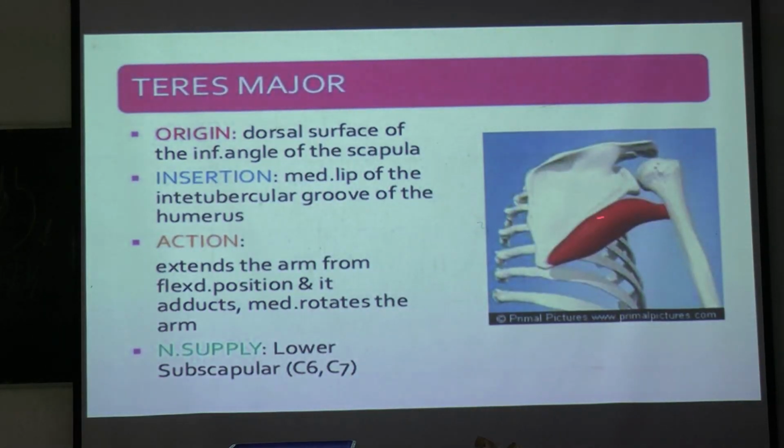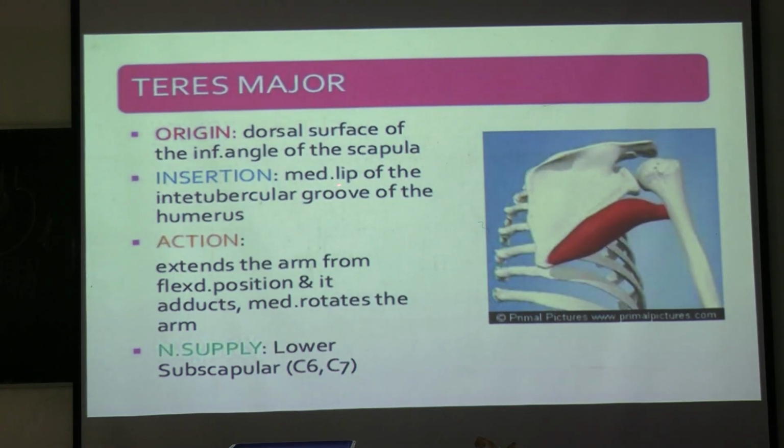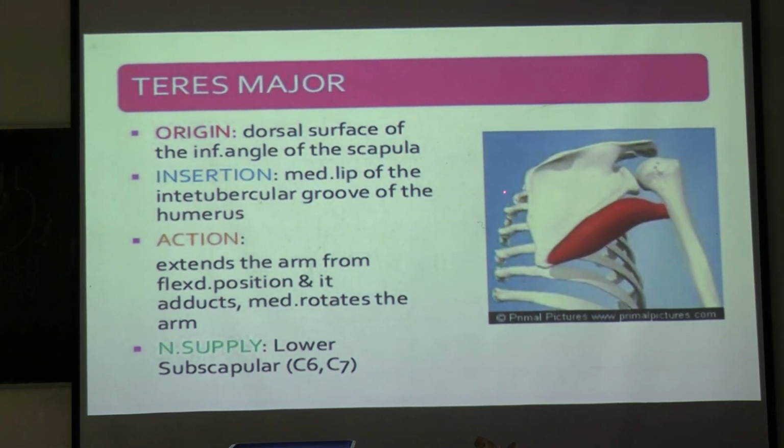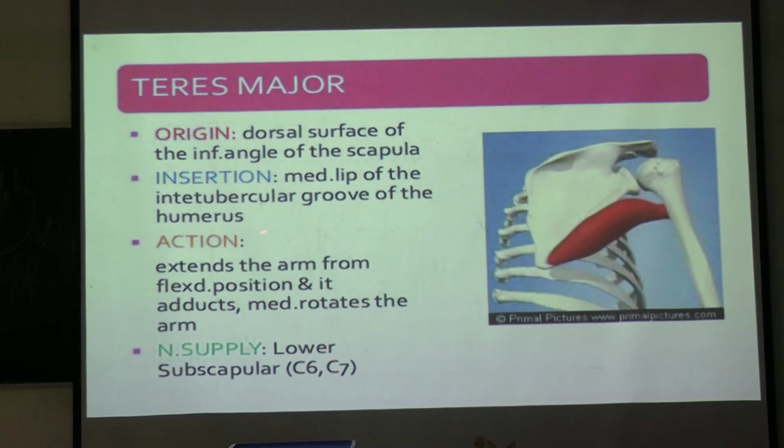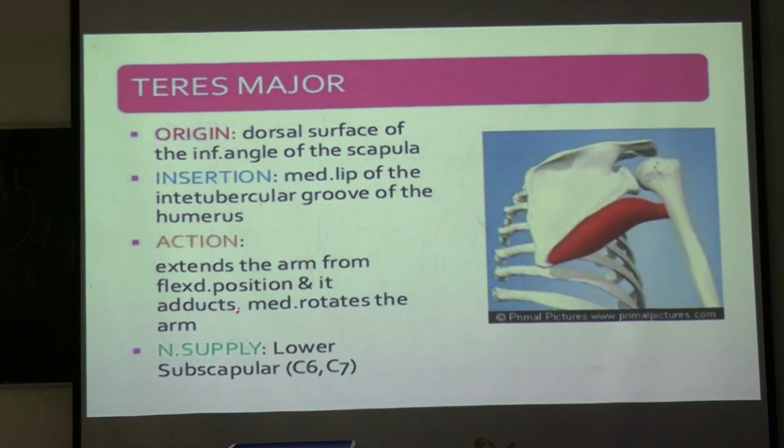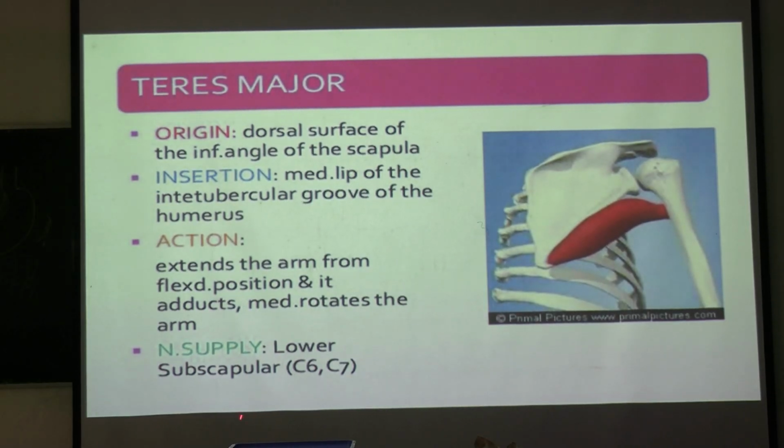Next is teres major. See, this one is teres major. Okay, origin is from the dorsal surface of the inferior angle of the scapula. Here, we have read the origin of the teres major. Insertion is into the medial lip of the intertubercular sulcus of the humerus. Next, action is that it extends the arm from the flexed position and it adducts and medially rotates the arm. And nerve supply is the lower subscapular nerve, root value C6, C7.